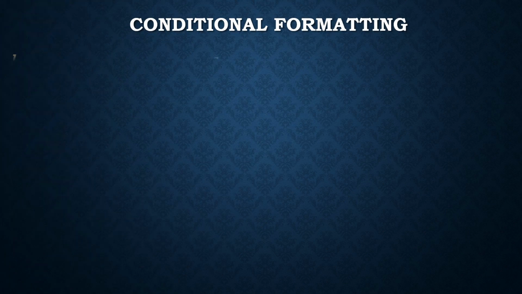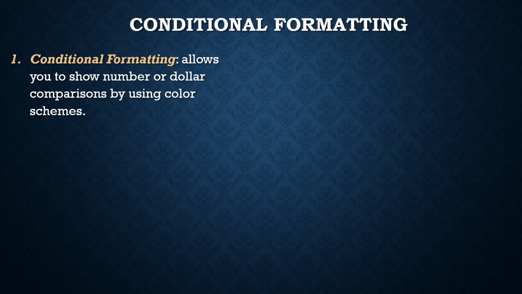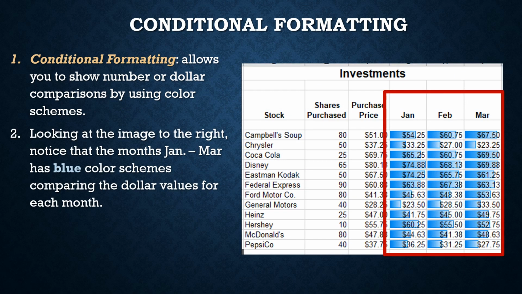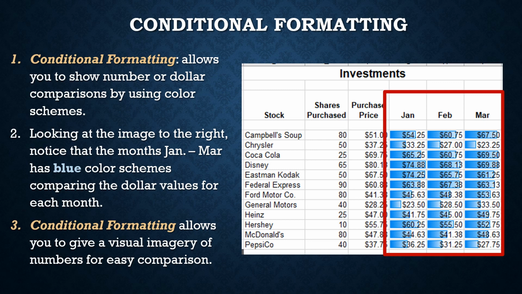Conditional formatting. Conditional formatting allows you to show number or dollar comparisons by using color schemes or color icons. Looking at the image to the right, notice that the months January through March have blue color schemes comparing the dollar values for each of the months. Conditional formatting gives a visual imagery of numbers or dollars for easy comparison.